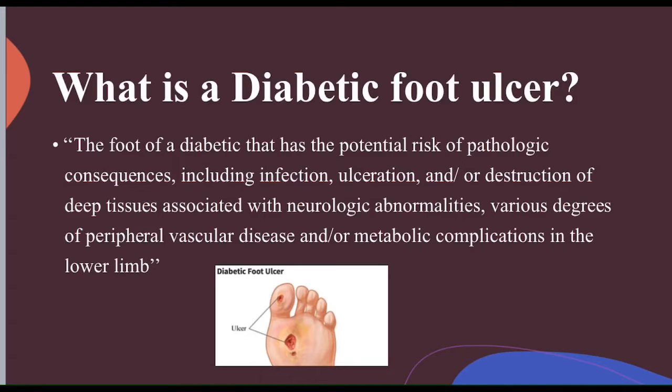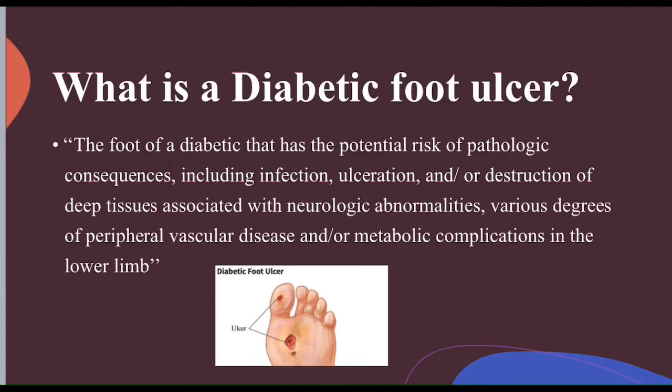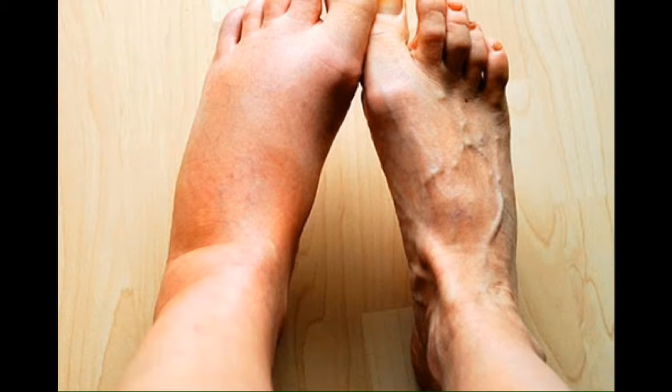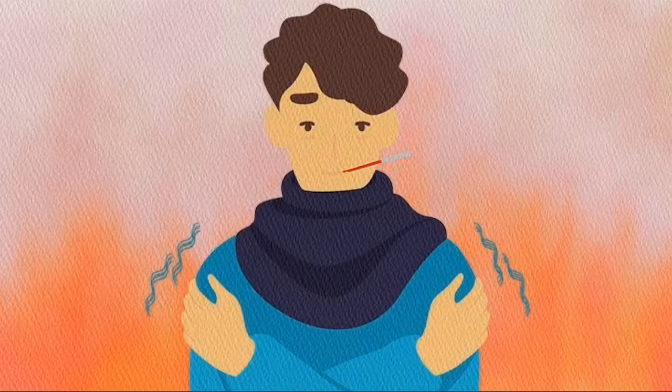According to the World Health Organization, a diabetic foot is a foot that has a potential risk of pathologic consequences including infection, ulceration, or destruction of the deep tissues associated with neurological abnormalities. Now let's talk about some signs and symptoms of a diabetic wound. The first one is going to be chronic pain or no pain at all, inflammation and redness, pus drainage, bad odor, dead tissue around the wound, numbness and dullness, fever, and chills.